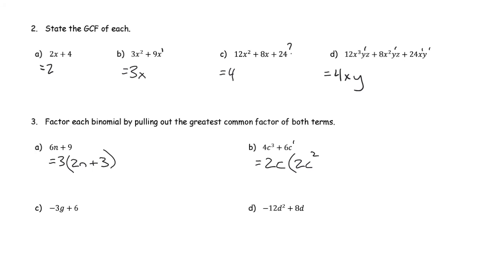6c to the 1 divided by 2c. So 6 divided by 2 is 3. C divided by c is 1. So it's just going to be 3 times 1, which is just 3.